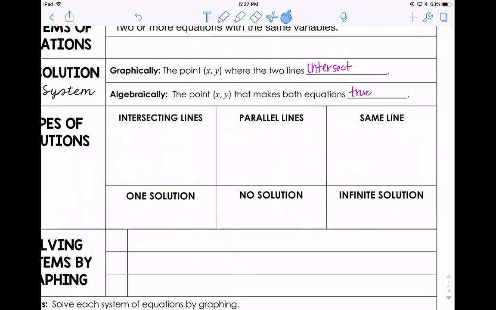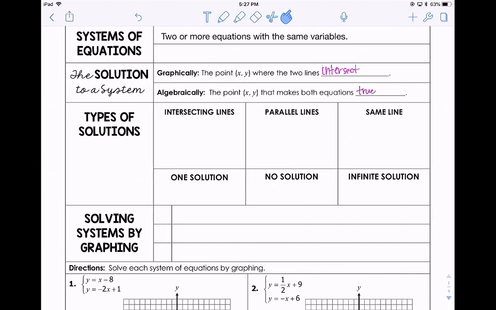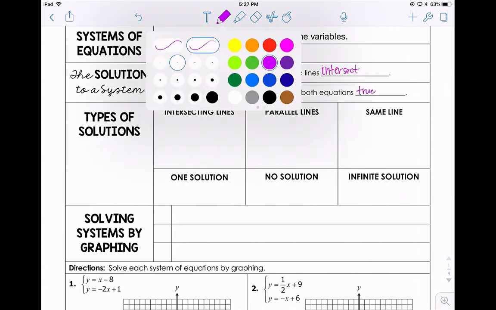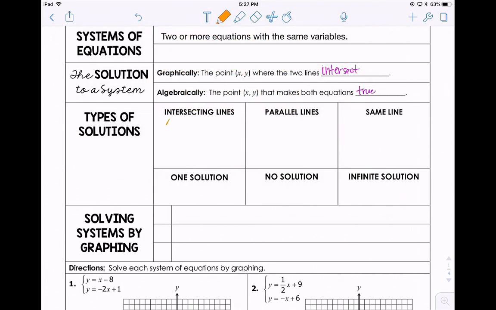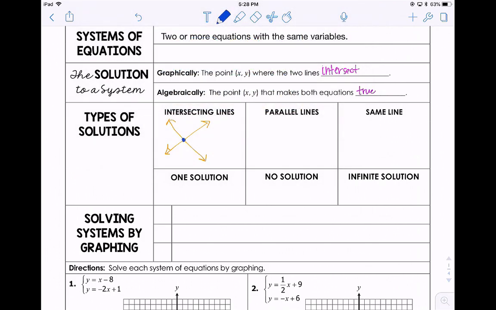All right, there are three different types of solutions. So whenever you have two lines that intersect, we're going to draw a picture of what intersecting lines would look like. Nothing special except that they just intersect. They run into each other. So two intersecting lines might look like that. So their solution would be that one coordinate right there, x comma y. So one solution would be the x comma y where they intersect.